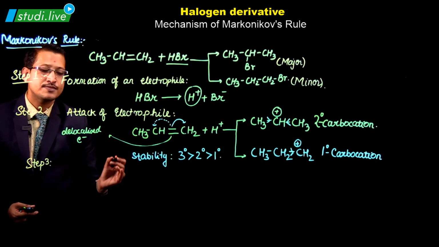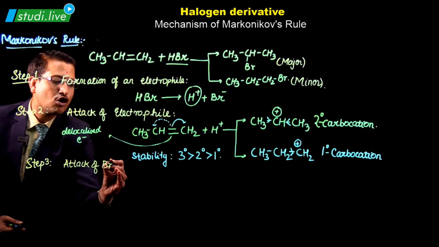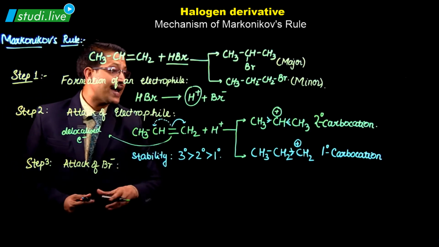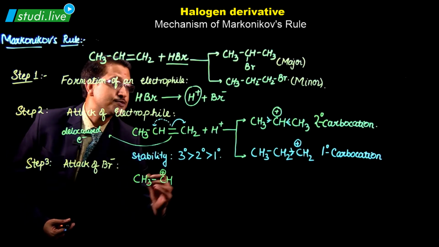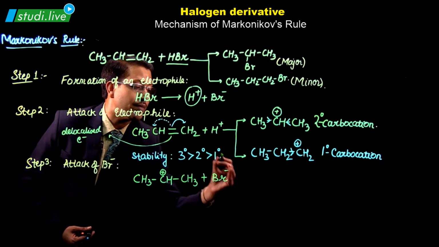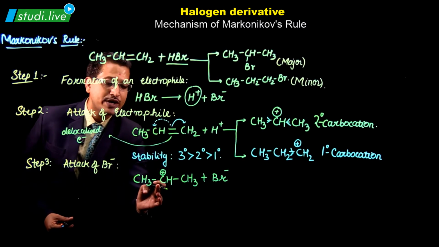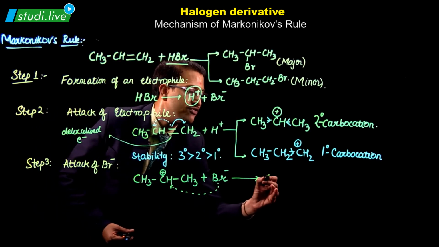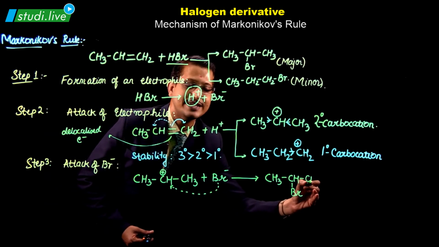In your step 3, it is the attack of Br minus. In that attack of Br minus, that is bromide, how will this bromide attack? This bromide will attack in this way. See this, CH3, CH plus, and then again CH3 will combine with Br minus. So this is combining with Br minus. Now obviously this is negative charge, has to attach to the positive charge. So shifting would be something like this and will give you the formation of CH3, CH, Br, CH3.